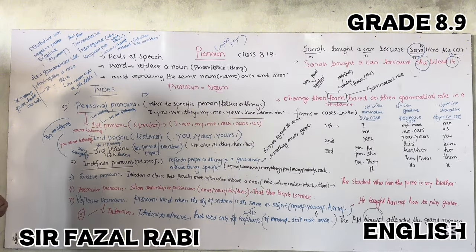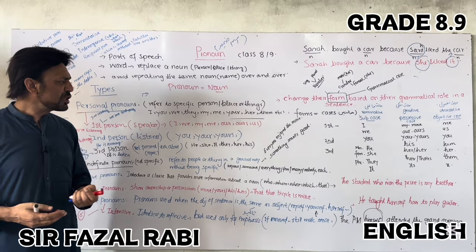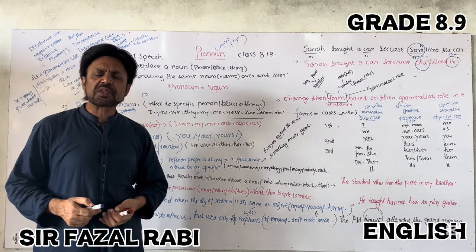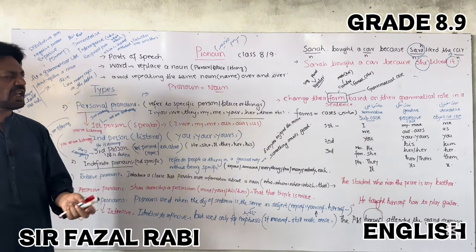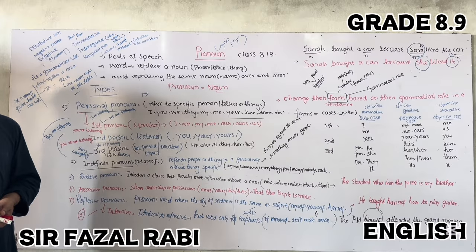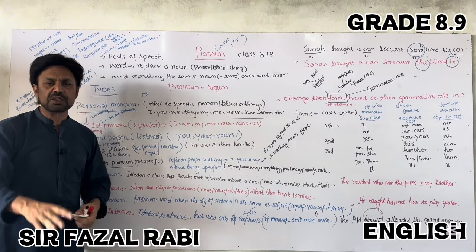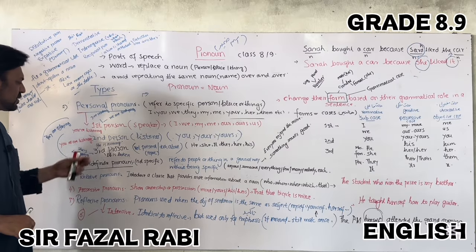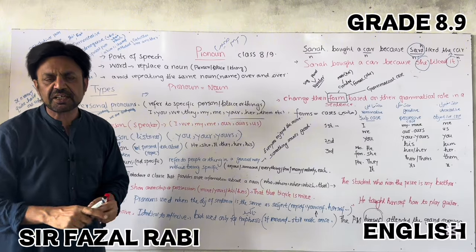Personal pronouns are the pronouns that refer to a specific person, place, or thing. So all the pronouns, that is I, you, we, they, he, she, it, mine, me, our, theirs, all these are personal pronouns. For more convenience, we further divide all these pronouns into three main categories.